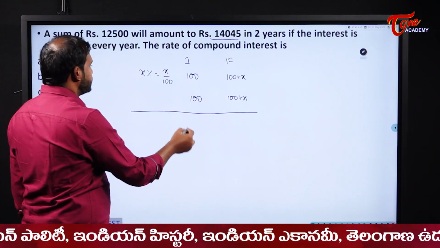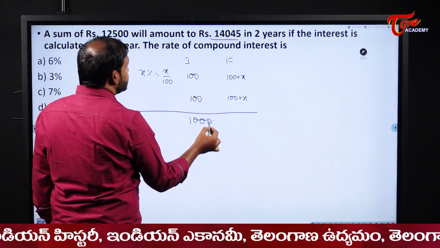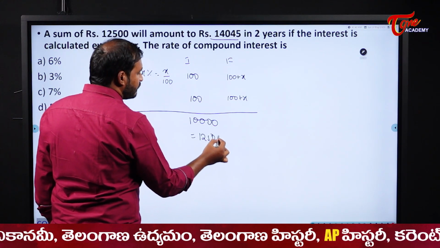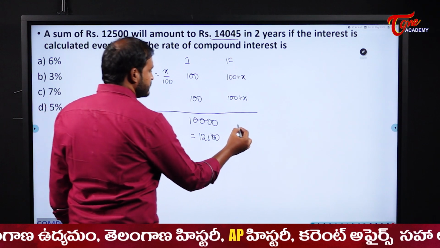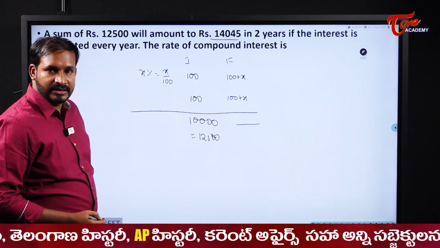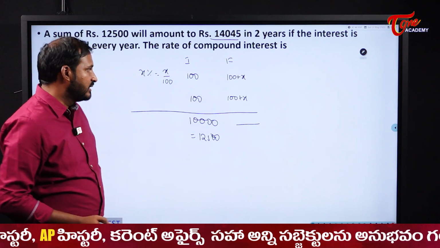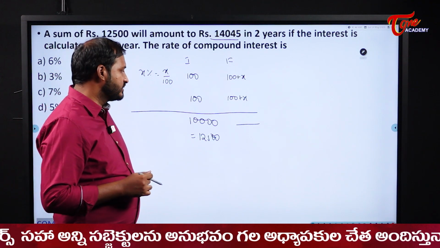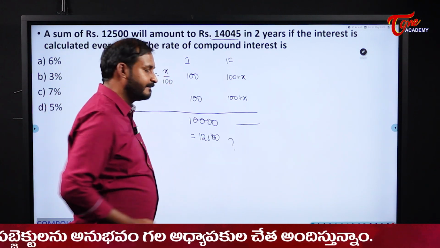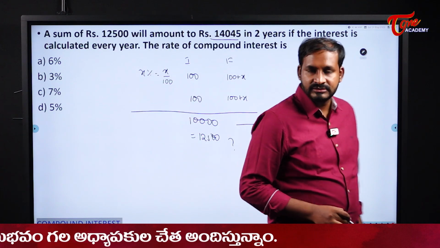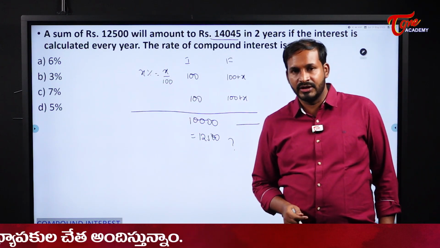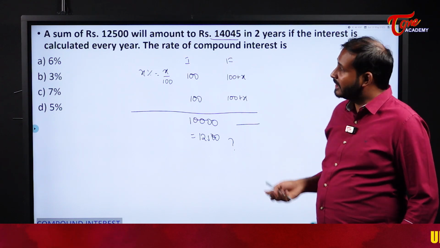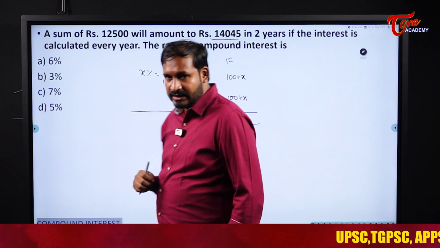Overall, this 10,000 parts is equal to some 12,500. This is one method. What you will get is 100 plus x, a mixed value. So, sir, is it easy for us to find this one? No, it is really difficult. Then how are we going to solve this type of problems? One thing is you can do the option verification. But option verification is also very, very lengthy. Then how will we get the answer?